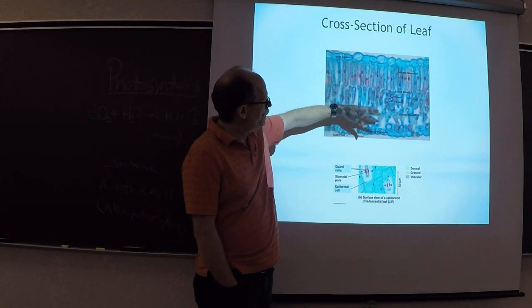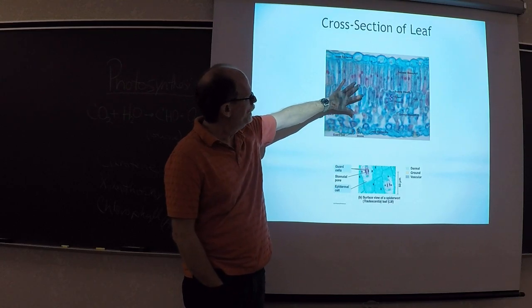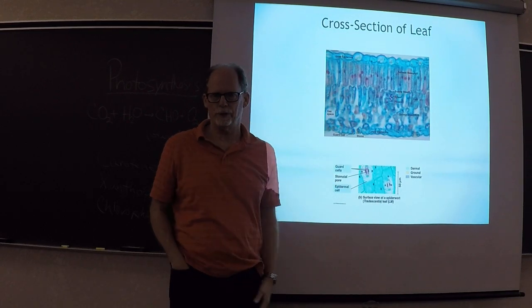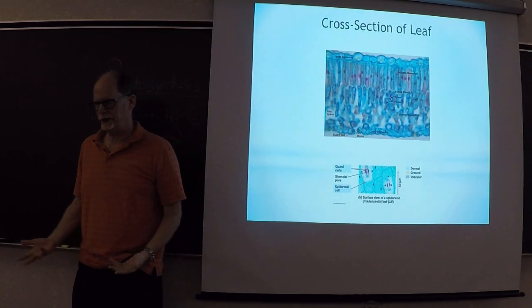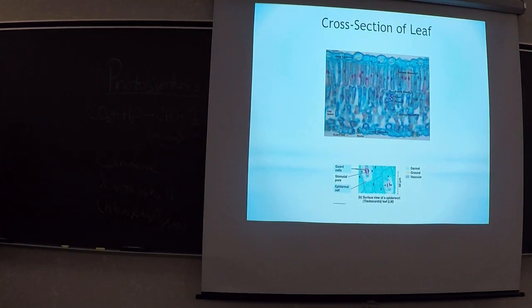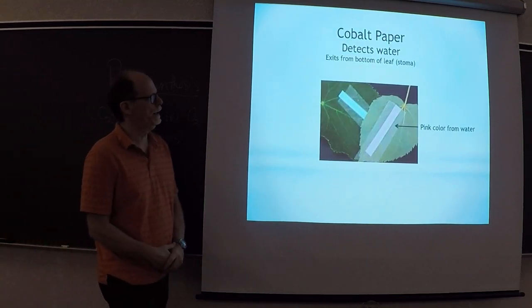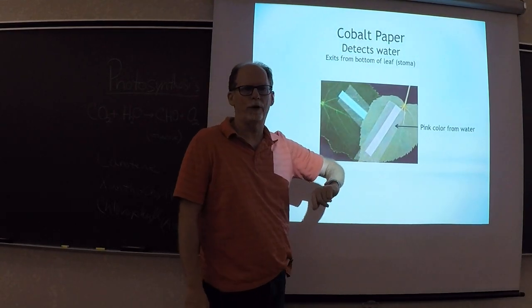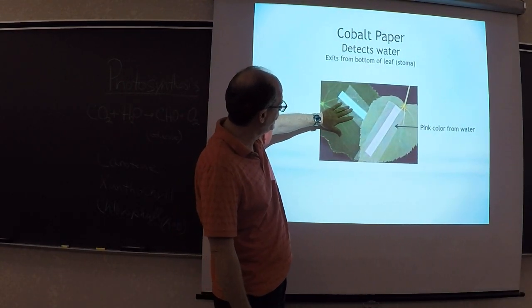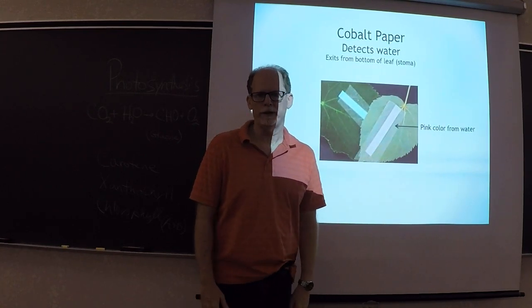So you might see this on the practical. You should be able to label the parts of the leaf. This is the cross-section of the leaf. We would have looked at it in the microscope had we done this in person, but that can't happen. So one of the experiments we would have done in lab was to put what's called cobalt paper, which is blue, on the leaf. This is the top of the leaf here. This piece of cobalt paper is on the bottom of the leaf.